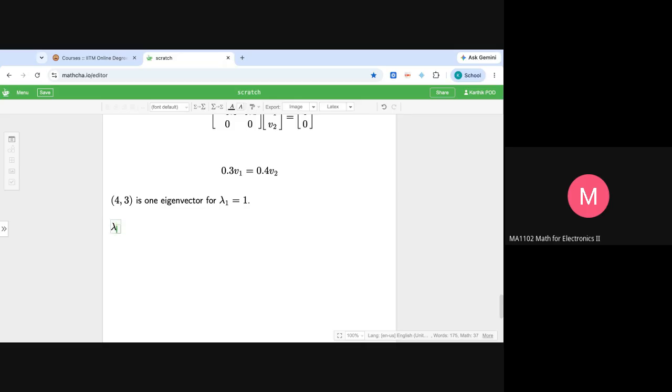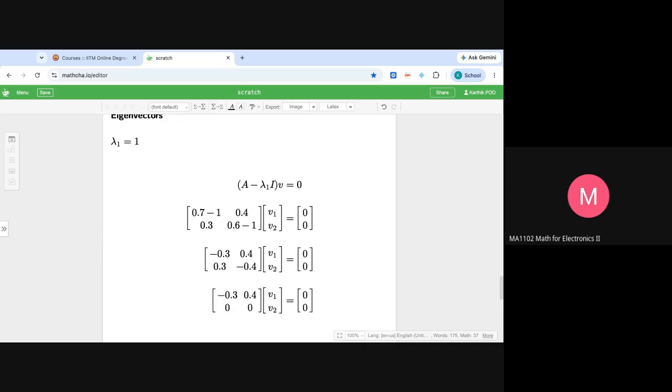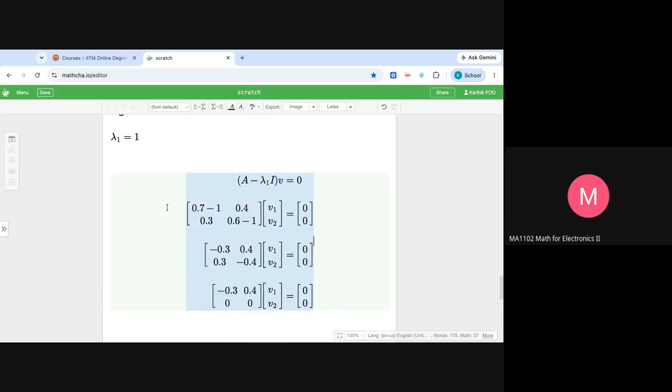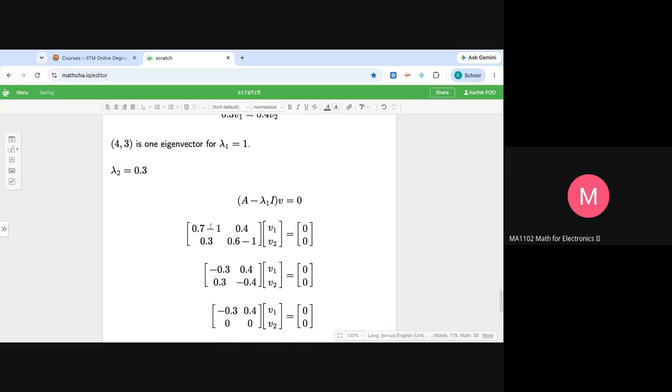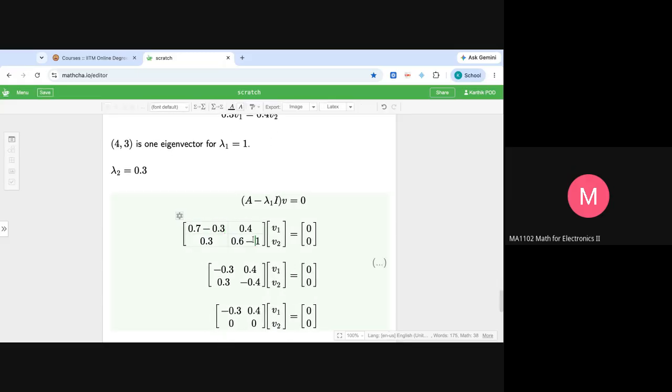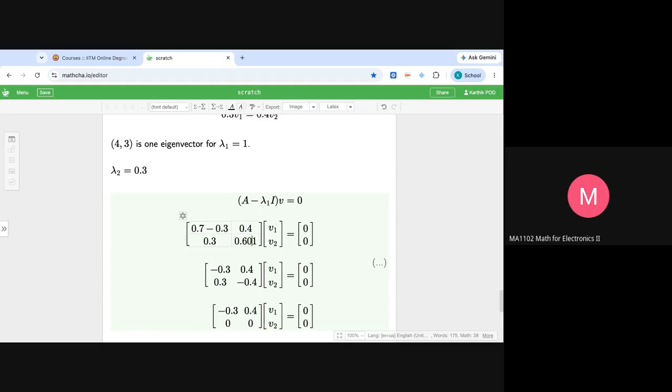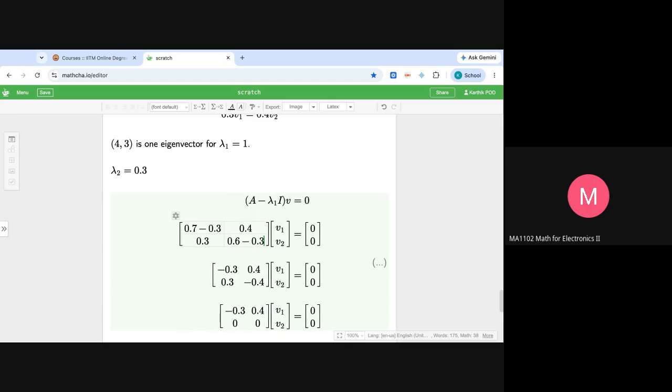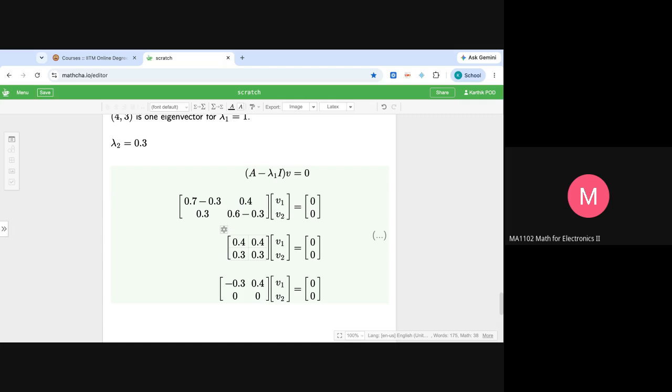So lambda 2 is 0.3, right? Just going to copy not the entire thing. So this is minus 0.3 and this is minus 0.3. Sorry, minus 0.3. So this becomes 0.4 and 0.3, and 0.3 again positive. This becomes 0.3.